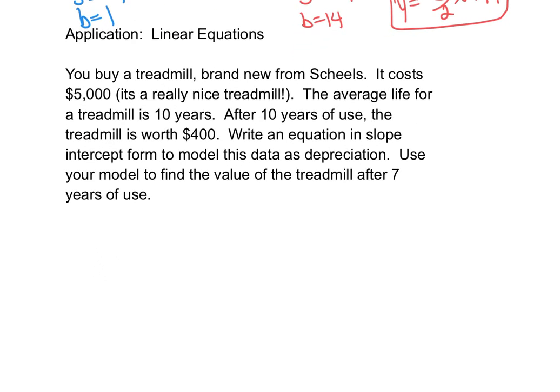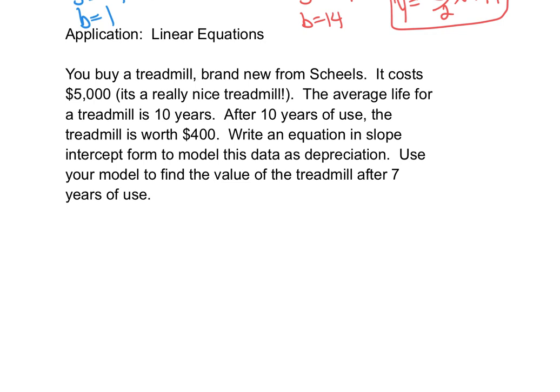As a linear equation, if you're buying a treadmill brand new from Scheels, it costs $5,000, okay? And the average life for a treadmill is 10 years. After 10 years, it's worth $400. So we're going to write an equation in slope-intercept form to model this, and then use that equation to figure out how much that treadmill is worth if it's depreciating at that rate after 7 years.